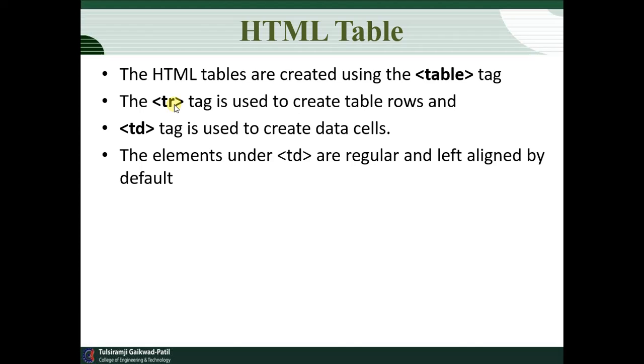The table row tag is used to create a table row in your table. Table data is used to assign the data to that particular cell. So these are the three most important tags we require to create a table.